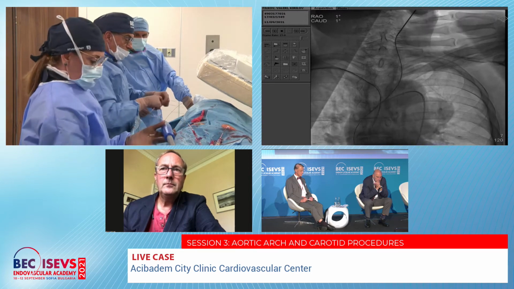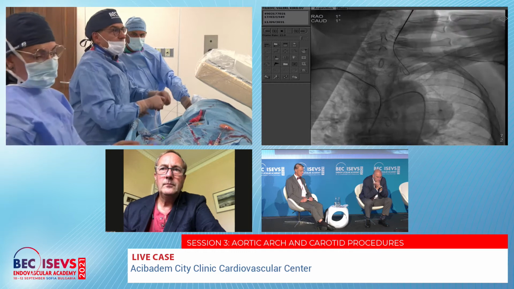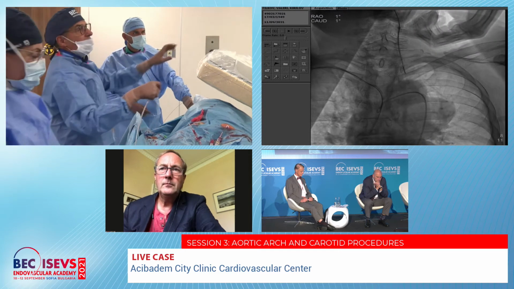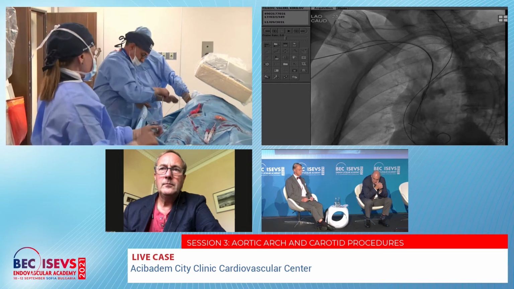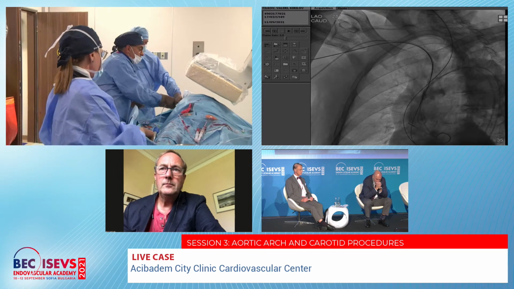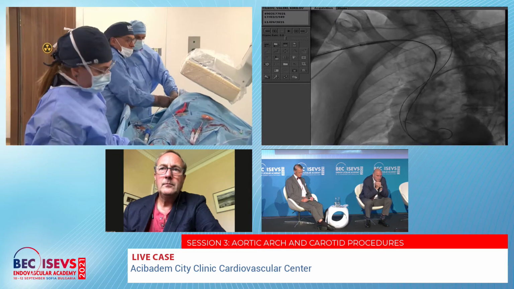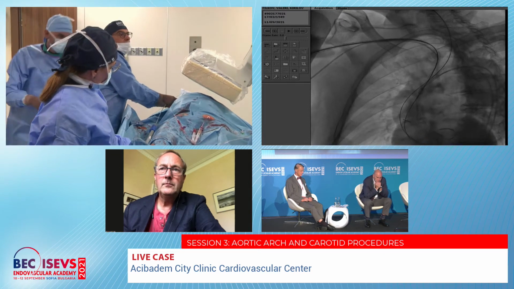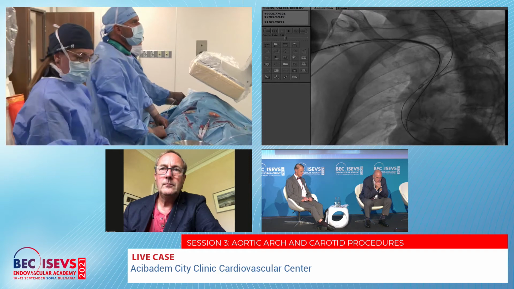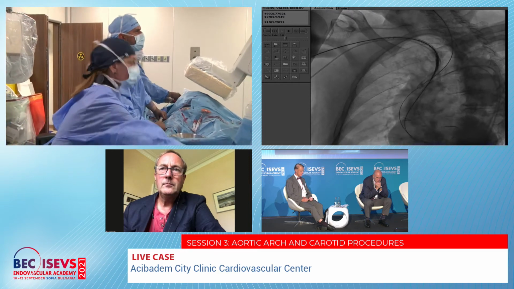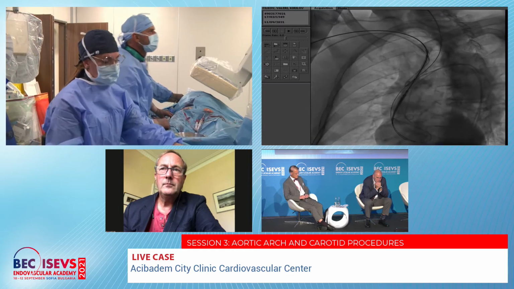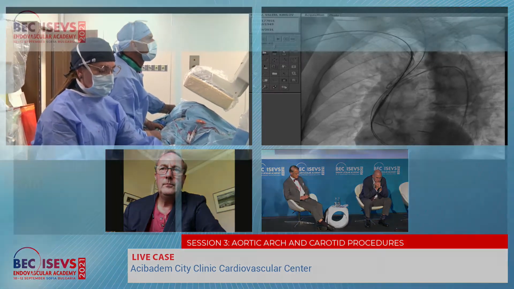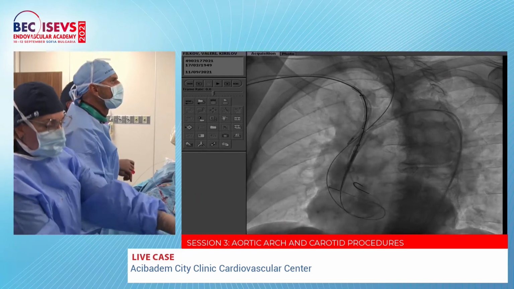From the subclavian. Okay. Fortunately, the graft is quite flexible. Please keep the wire. Yes. And this is the proof that the graft is quite flexible. Okay, not bad.